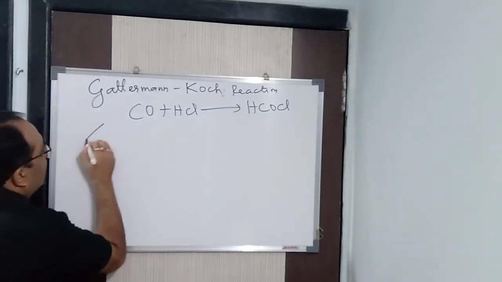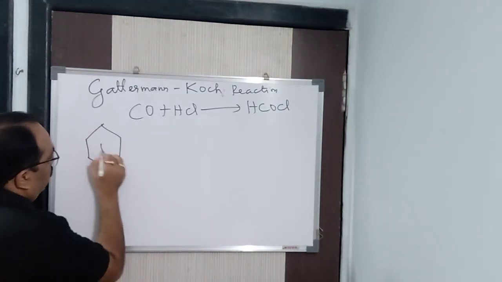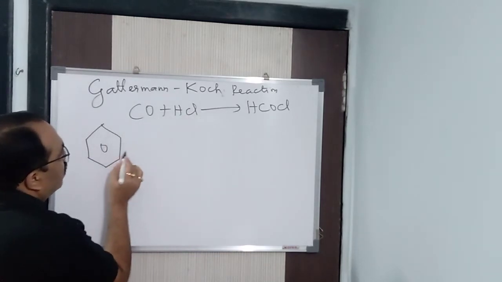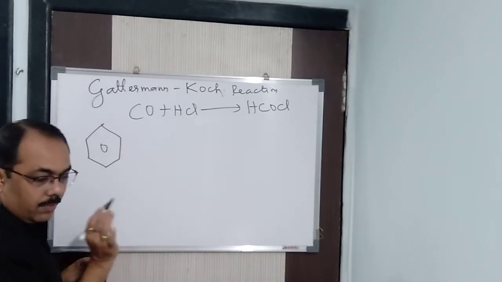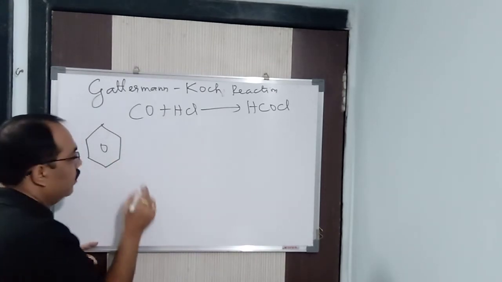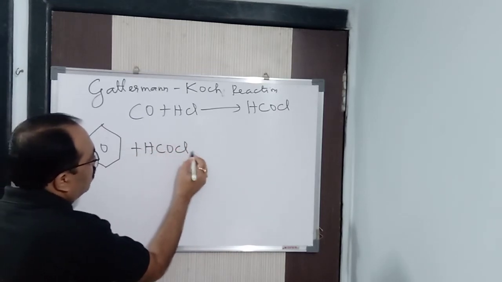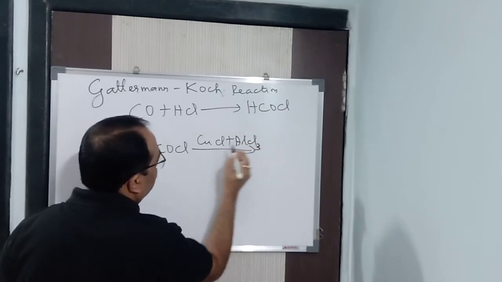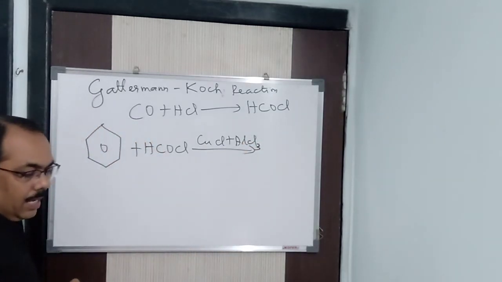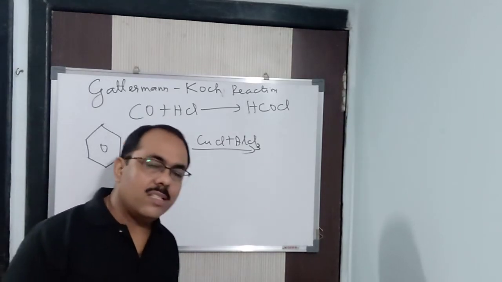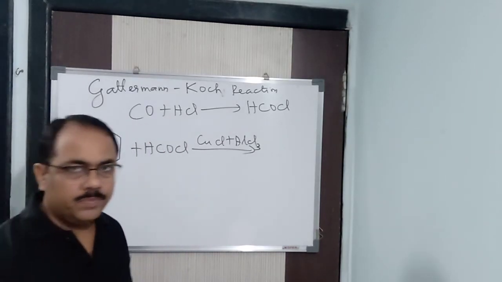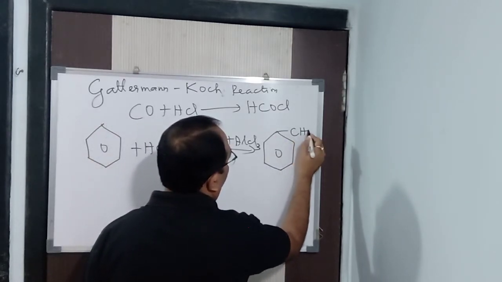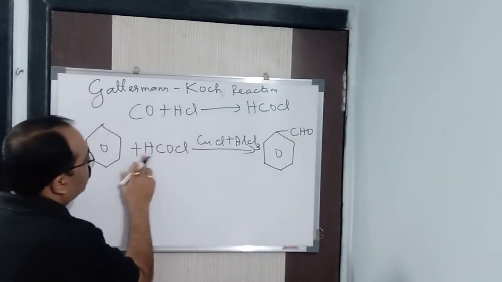Now, as soon as formyl chloride is formed, because carbon monoxide and HCl are both gaseous, you will pass them and it will form formyl chloride. As soon as this is formed, you take benzene. So I said it can be done from benzene also. So, benzene plus HCOCl in presence of CuCl plus AlCl3. Now, CuCl acts as a catalyst here. And AlCl3 is an electrophilic reagent. It will produce an electrophile. It will produce benzaldehyde, the CHO group. Alright, see here, the CHO group will be there.